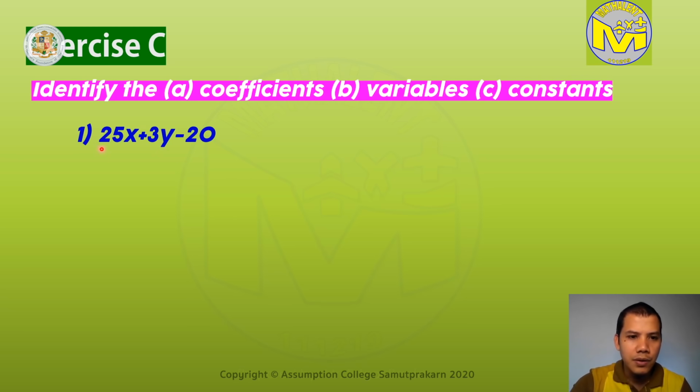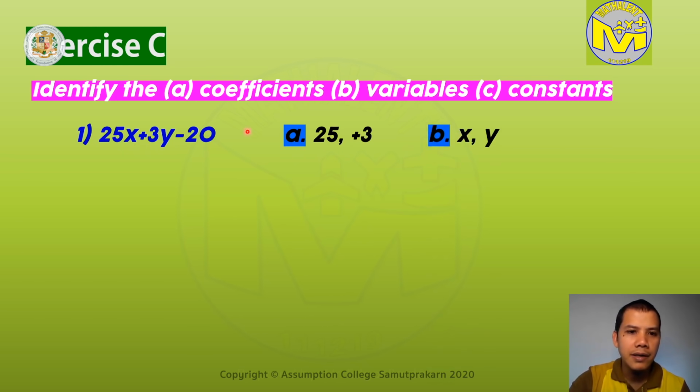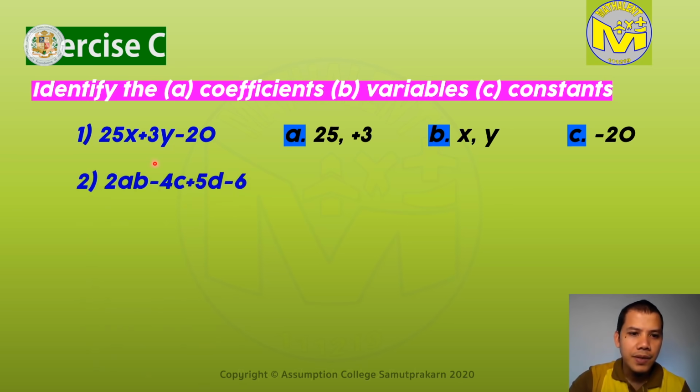Okay, so look, we have x and y. X and y are variables, so it is in letter B. Coefficients are the numbers before the variables. Okay, so letter A, we have 25 and plus 3. Letter B, we have x and y. And letter C, we have minus 20. Minus 20 is the constant.